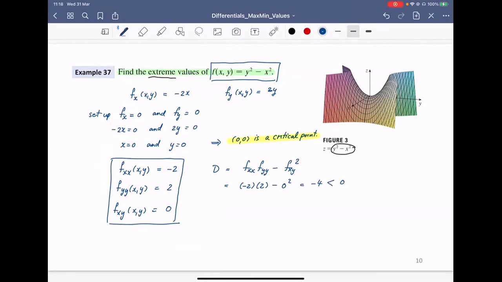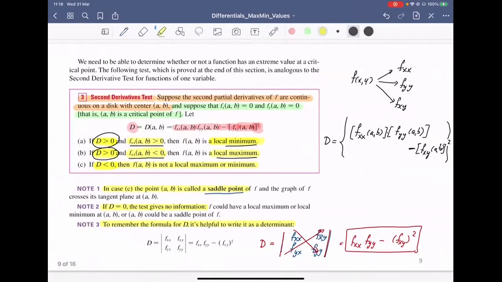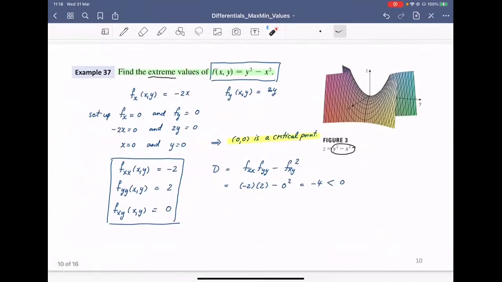If you go back to the theorem, when you get D less than 0, this is the case where your critical point is called a saddle point. A saddle point means it is not a local maximum and it is not a local minimum. I mean, the point (a, b) does not give a local maximum or local minimum. So the conclusion is, by the second derivative test, you conclude that 0, 0 is a saddle point.